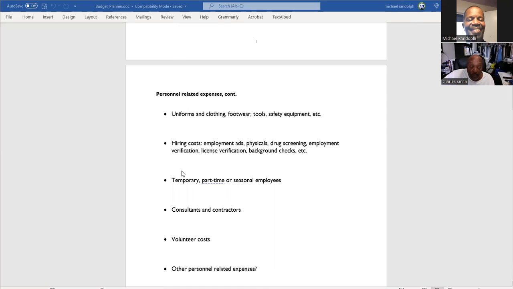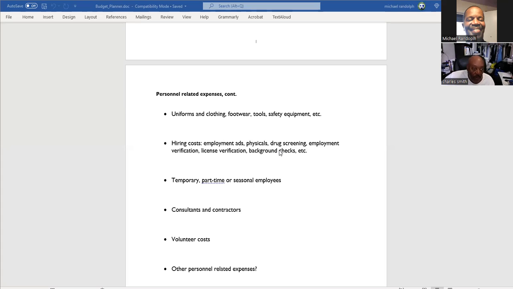And then you want to look at employment ads, drug screening. People don't even take this into consideration. But these are the things that you should include in your budget. For example, when you hire somebody, you want to make sure they do a drug screening, and you got to make sure you got money for that. And you also want to make sure you got money to do a criminal background check.